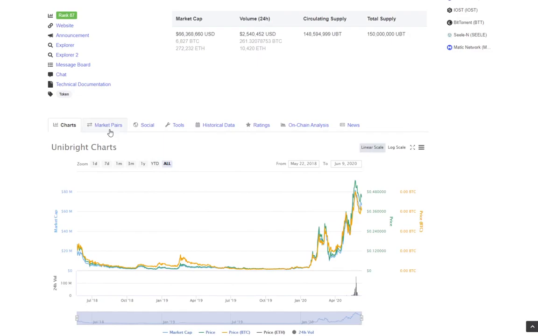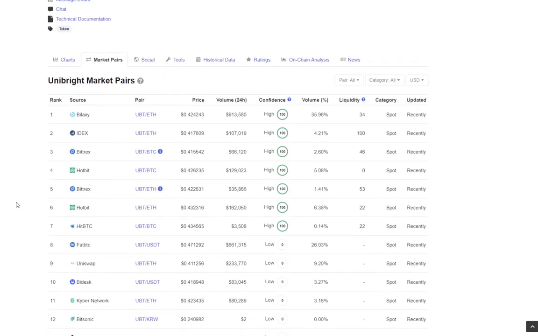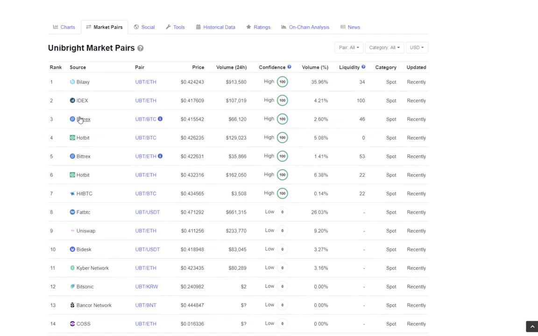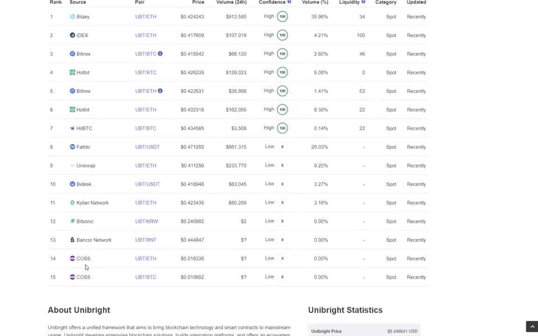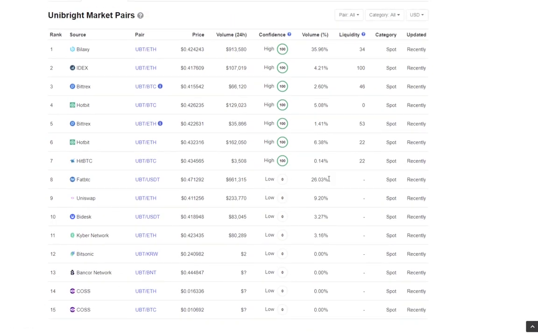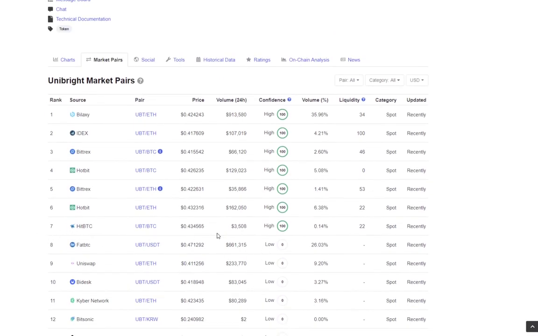And then if we just have a look at the market pairs, where we're currently listed, Bilaxi is getting 35% of volume, and the Ethereum pair, we have IDEX, Bittrex is quite a big one up there, Hotbit. So yeah, you can see 15 pairs across several exchanges, which is good. I mean, some of these exchanges down here, so the Bitsonic, Banker and COSS, are not getting any volume, but as you can see, the majority of the volume is getting done in these exchanges here against Ethereum.